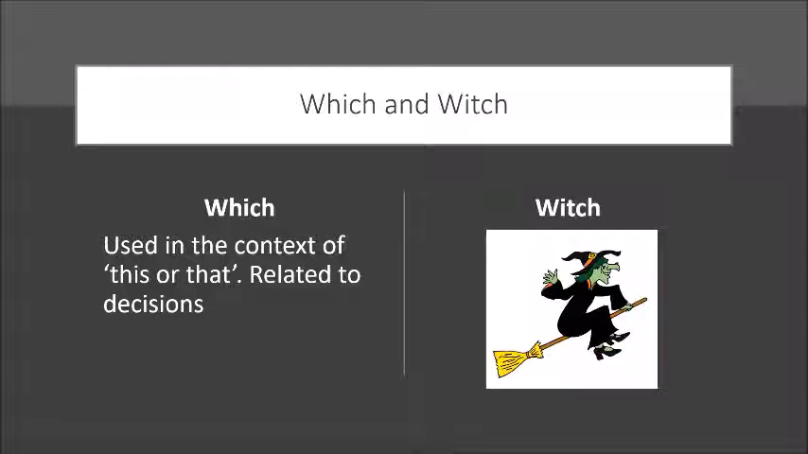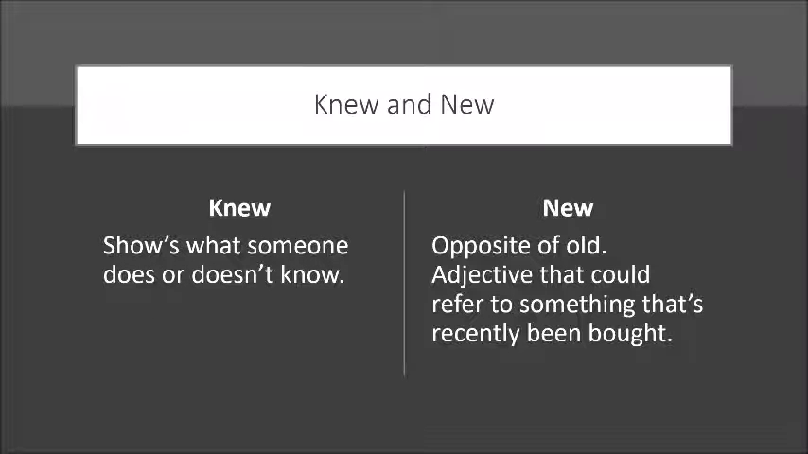You also have which and witch. The first which being spelt W-H-I-C-H. This is the more commonly found one in English. So this is used in the context of this or that and is related to decisions. Then the second type, witch, W-I-T-C-H, is a fantasy character that people often dress up as on Halloween. And finally, before some more questions for you, we have knew and new. So knew with a K shows what someone does or doesn't know, whereas new without the K is the opposite of old. It's an adjective that could refer to something that's recently been bought, so perhaps a new coat.